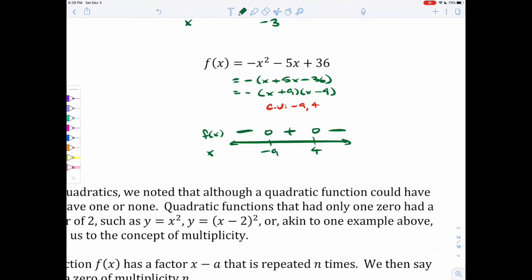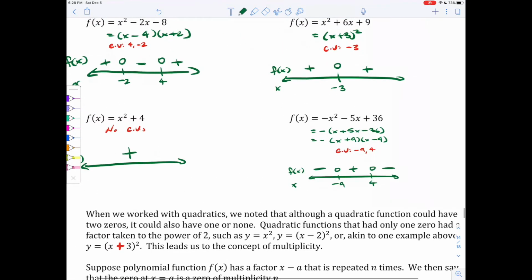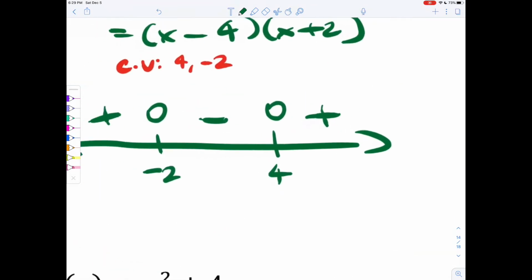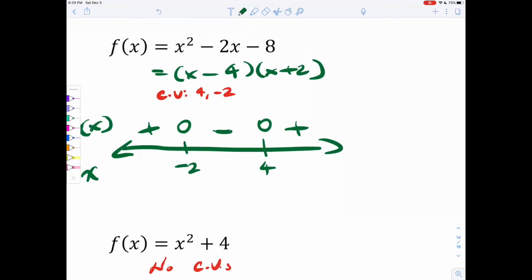So looking at this, we had some options. When we worked with quadratics, we noted that they could have 2 zeros at most, but they could also have just 1 zero, or they could have no zeros at all. Something that had 2 zeros, we would note that these factors each had a power of 1 and switched signs, and the graph switched signs over that particular factor. That's the graph saying, oh, I've hit negative 2, I'll go into negative land. And then when it hits 4, whoop, go back into positive land.